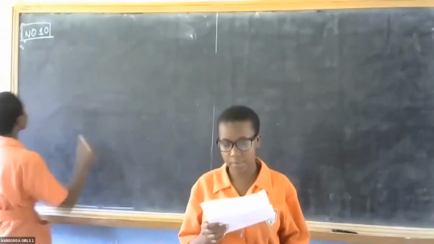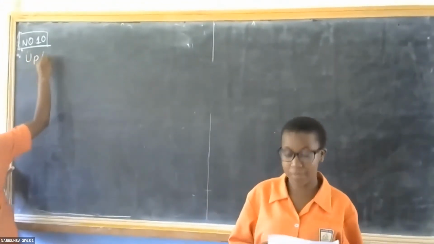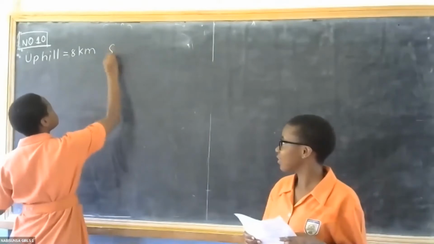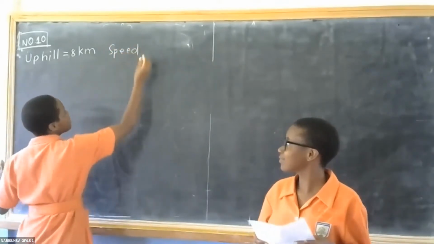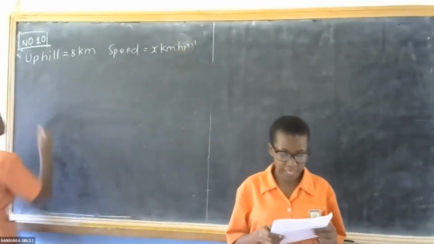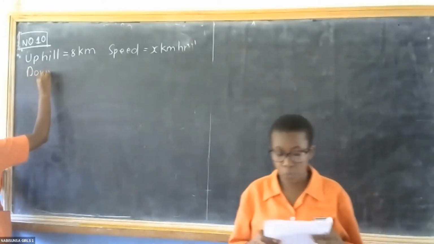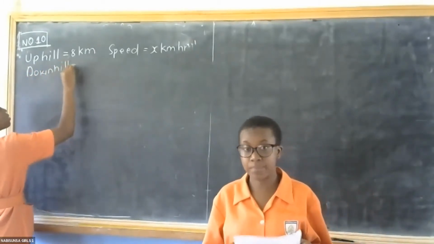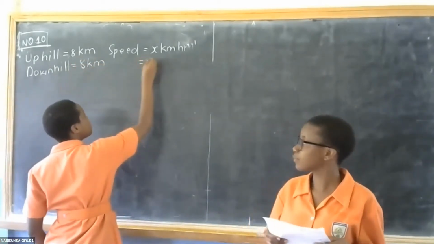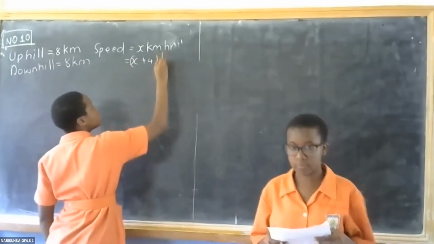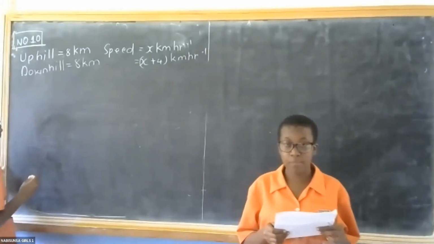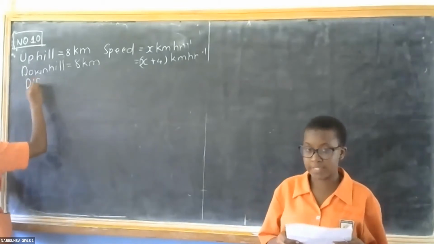A motorcyclist traveled 8 kilometers up a hill at a speed of x kilometers per hour. So uphill, he went 8 kilometers, and his speed was x kilometers per hour. On the return journey down the hill, his speed was x plus 4 kilometers per hour. So downhill, he covered the same distance, and the speed was x plus 4 kilometers per hour. The difference in time between the uphill and the downhill journeys was 10 minutes.